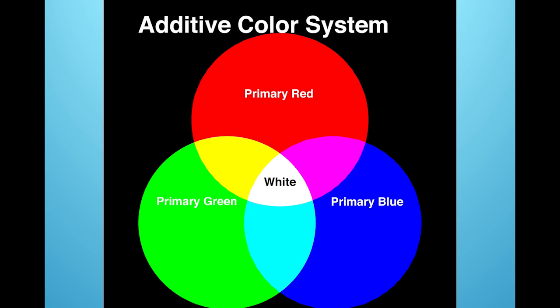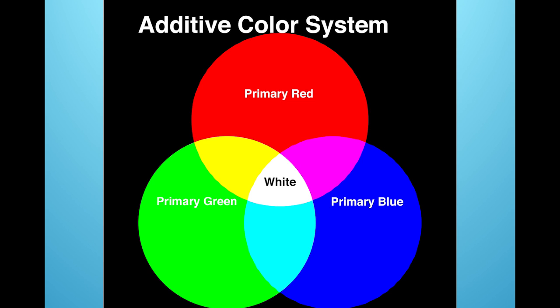The additive color system is a system that is used for anything that has a basis of light. So since we are looking at a computer screen and it is creating light by turning on the pixels, we are using the additive color system. So the primary colors are red, blue, and green.